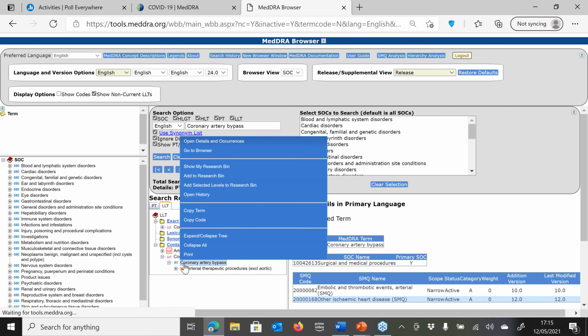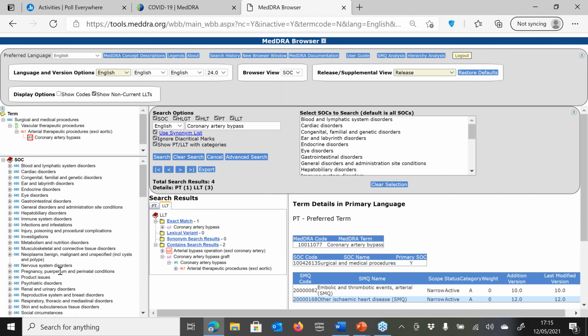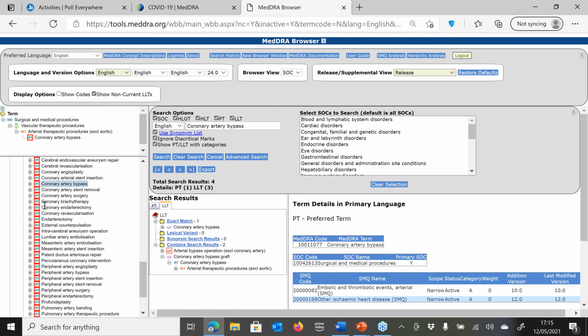Well, that certainly I would be looking to capture. I would check and see, had that already been captured? Is this report here only referring to the vessel harvesting that you mentioned? Or is this the only mention we have of the whole procedure, in which case we're looking for the coronary artery bypass, and we'd need to capture it. And when we look at the LLTs, there is some specificity there.